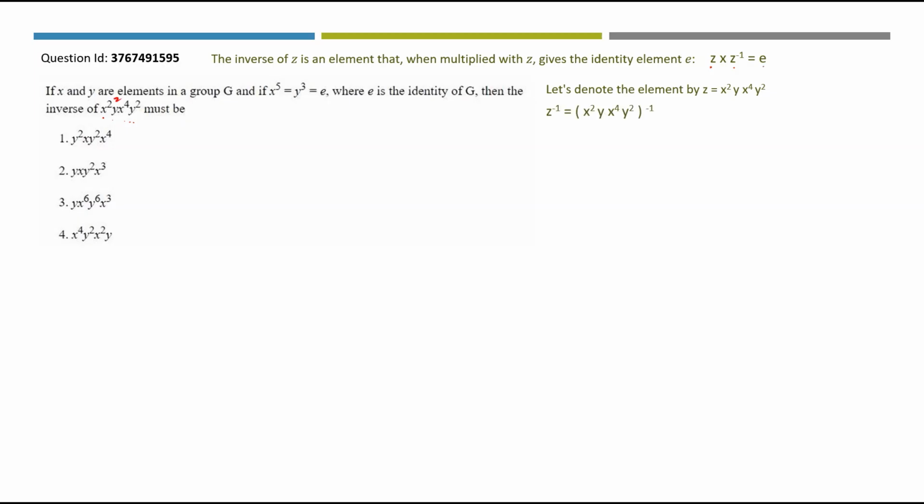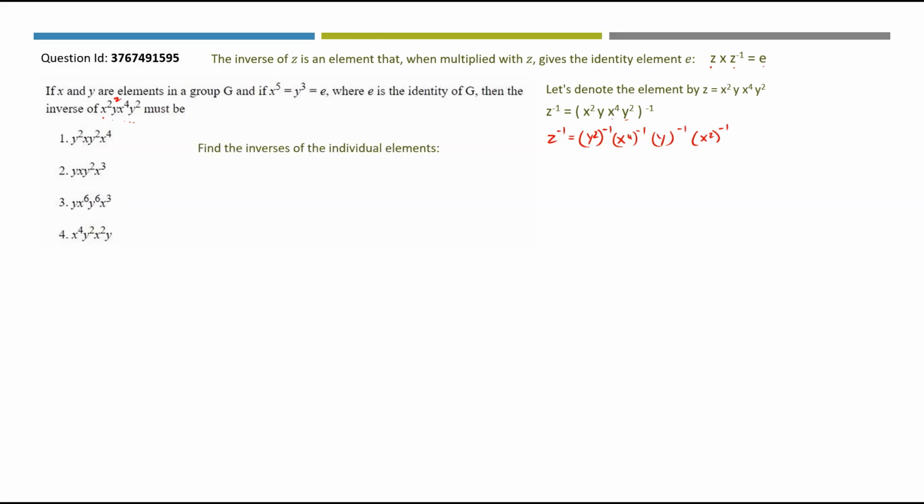Z inverse can be found by taking the inverse of the complete expression. When you apply inverse to these elements, you should go in the reverse order. We have to start with y square. So y square will apply this inverse individually. Then we go with x power 4. This will be applied inverse now. Then y inverse. Then x square inverse. This is how you have to apply z inverse to individual elements here.